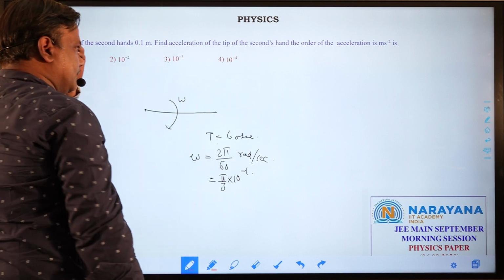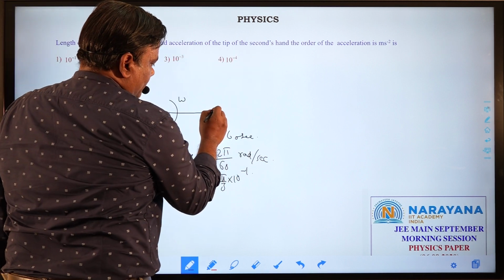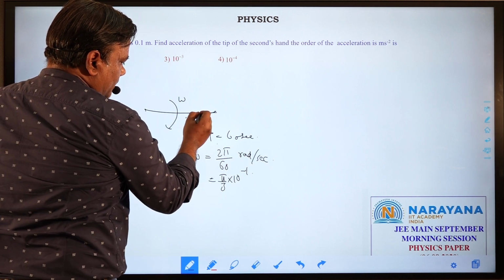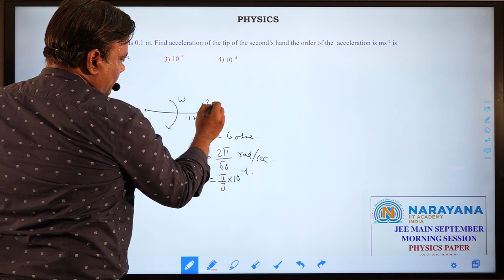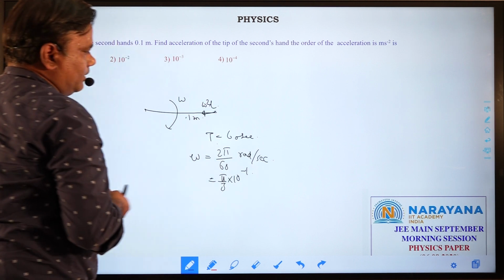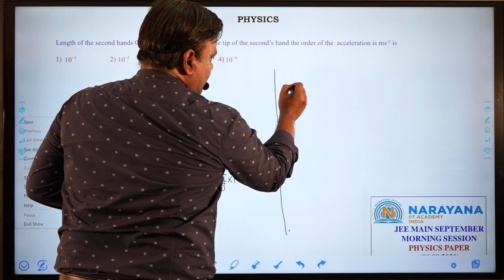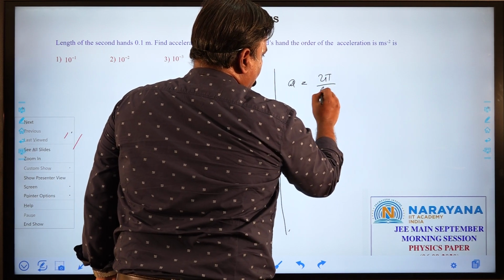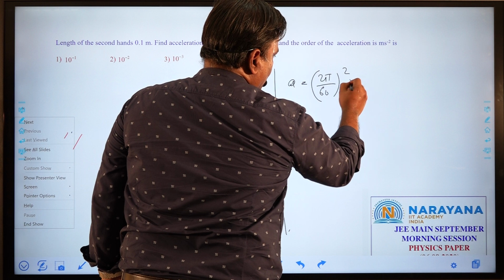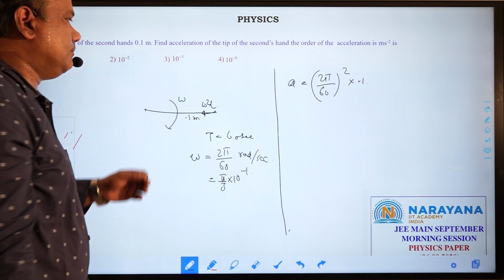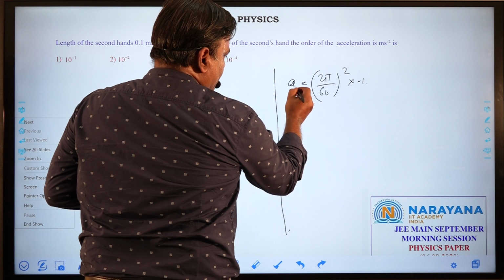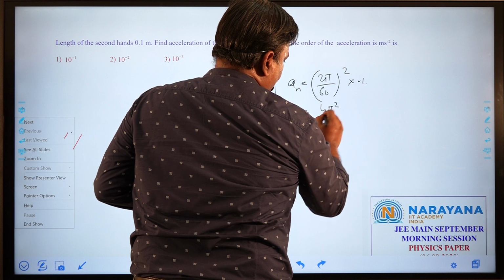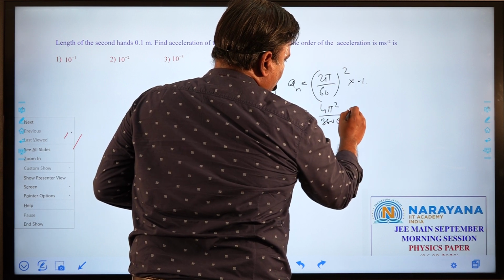So acceleration of the tip of the second hand. All of you know that if the second hand length is 0.1 meter, then he is asking the acceleration of this point, which will be omega square into length. So the acceleration of the tip will be equal to omega square, which is (2 pi by 60) whole square into 0.1. This is the value of the acceleration of the tip, which is obviously the normal acceleration.